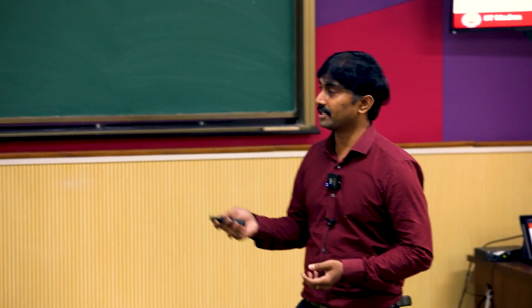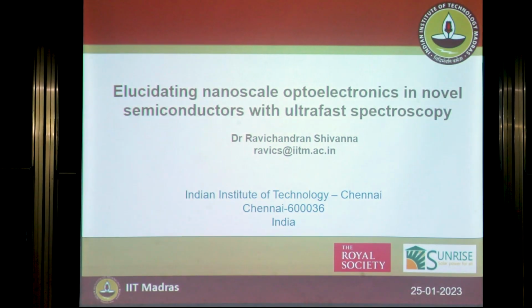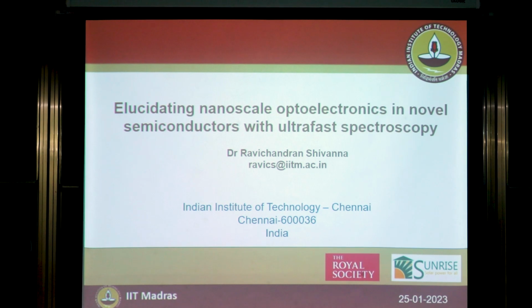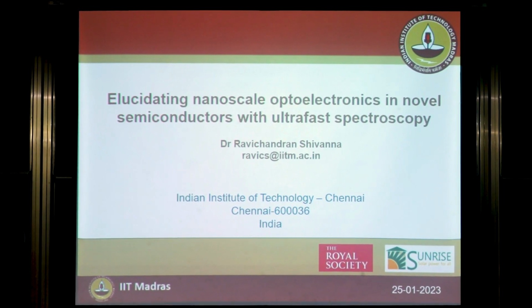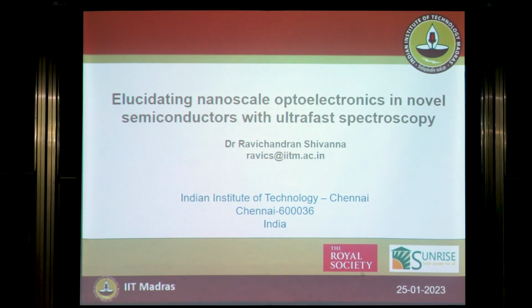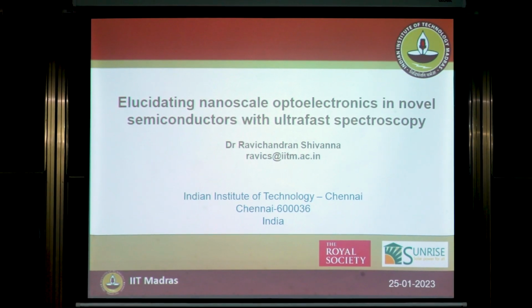I'm going to talk today about some of the results which I obtained back in Cambridge. The title, as I mentioned, is about looking at novel semiconductors for nano-optoelectronics. Some of these perovskites, when we go to the nanoscale, we make some 2D kind of perovskite, and then we try to extract the optoelectronic properties of that.